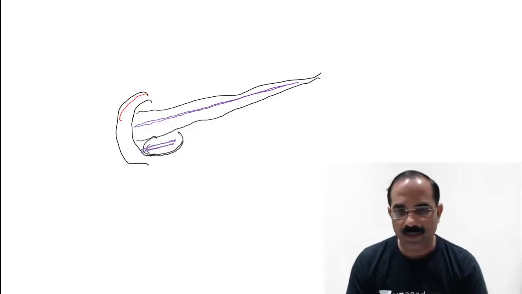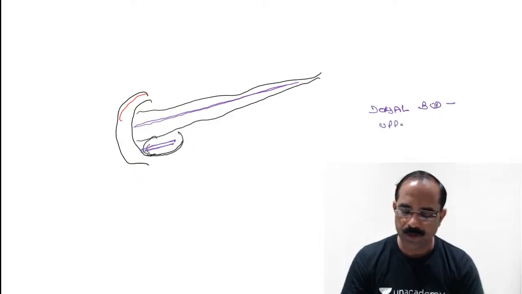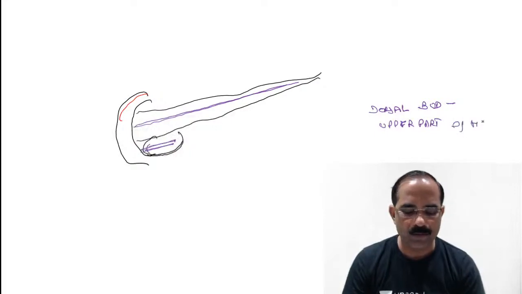So what is this? ये clear है? This is a very important MCQ. The dorsal, I'll just mention this for you. Dorsal pancreatic bud forms what? The upper part of the head.